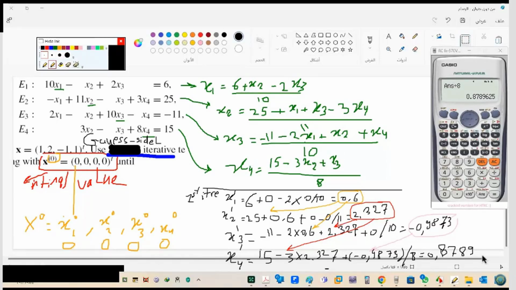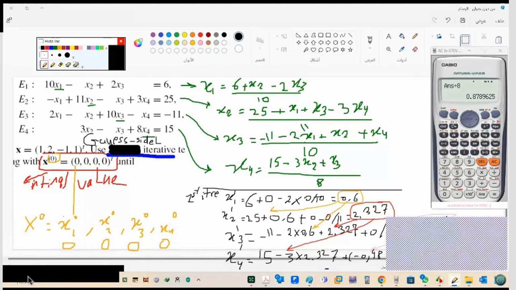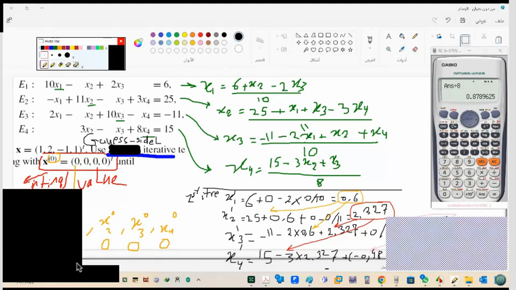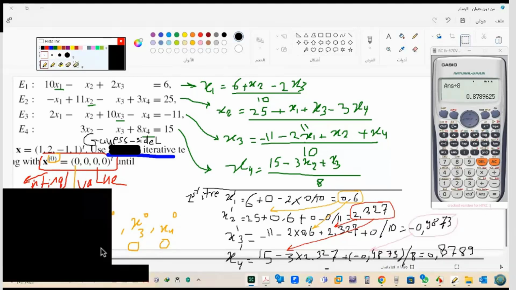Abu Sa'id, is it clear? Should I repeat? Anyone? Same thing for iteration 2. I mean, it's clear. So now here we have these values.